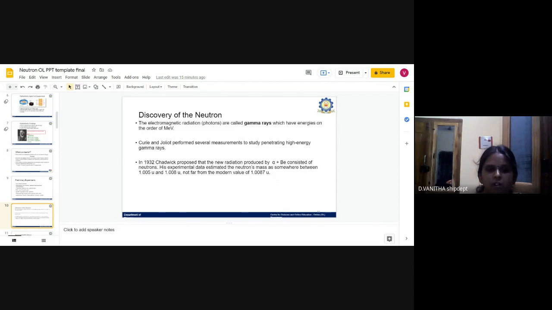In the year 1932, Chadwick proposed that the new radiations produced when alpha particles are incident on beryllium consist of neutrons. The experimental data estimated the neutron mass as between 1.005 atomic mass units and 1.008 atomic mass units.